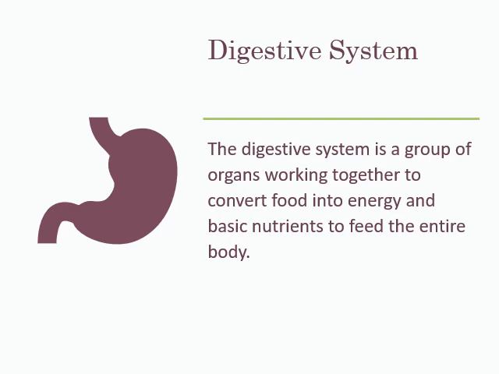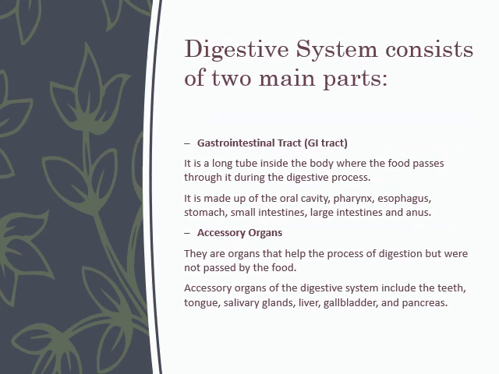The digestive system is a group of organs working together to convert food into energy and basic nutrients to feed the entire body. The digestive system consists of two main parts: the gastrointestinal tract, or GI tract, and accessory organs. The GI tract is a long tube inside the body where the food passes through during the digestive process. This tract is made up of the oral cavity, pharynx, esophagus, stomach, small intestine, large intestine, and anus.